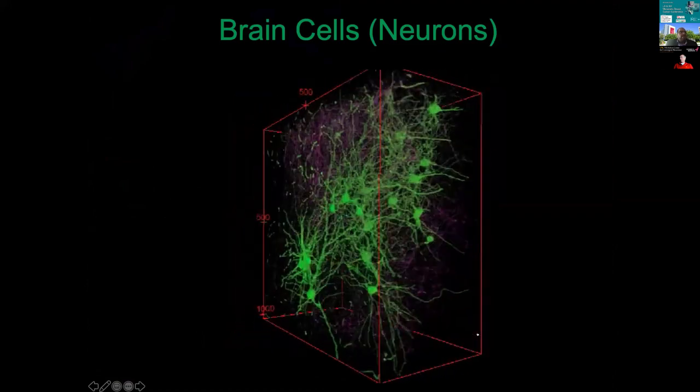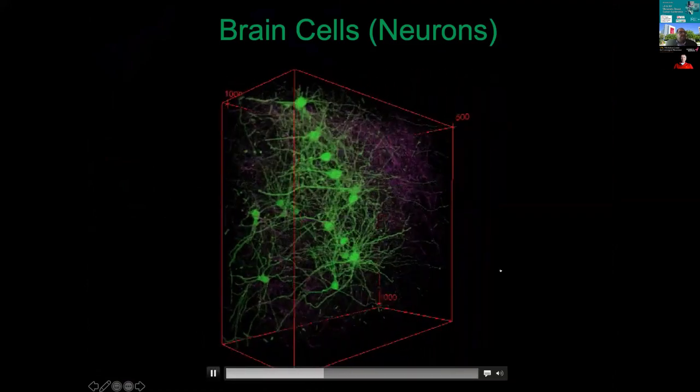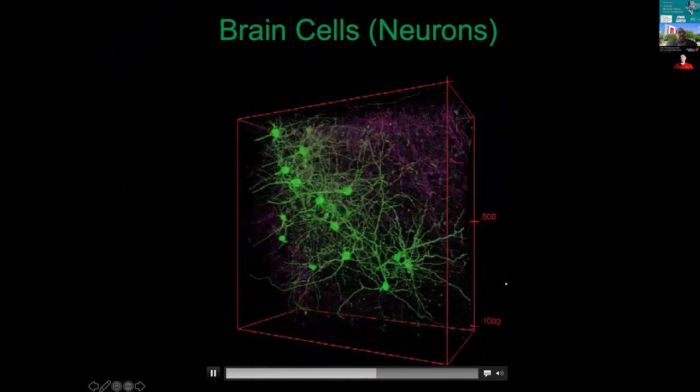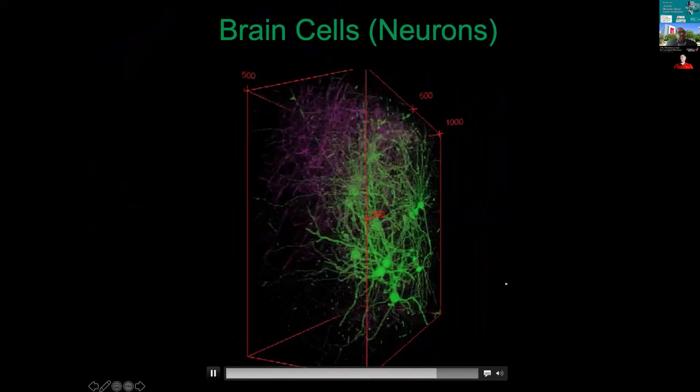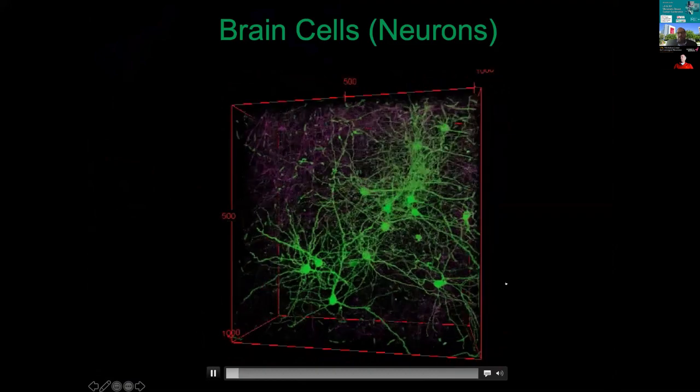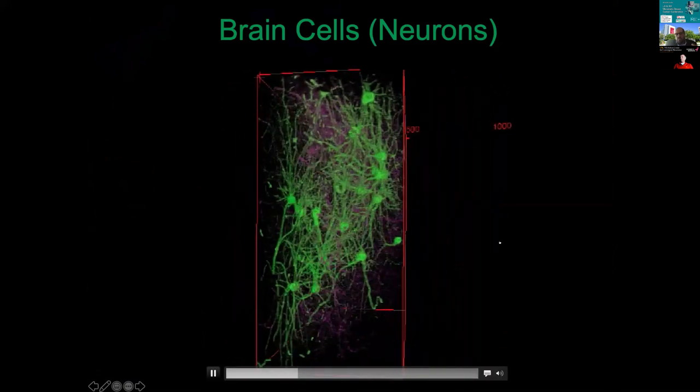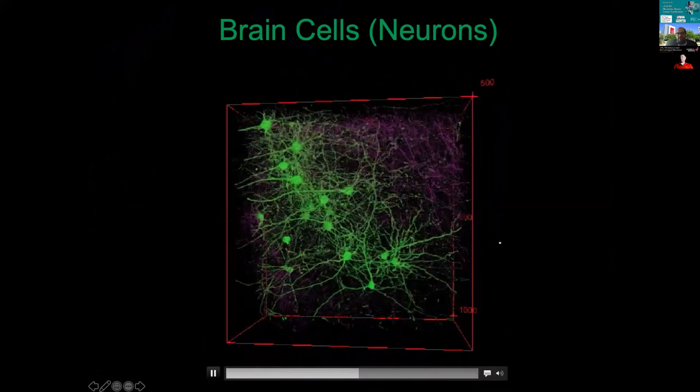Finally, we can make 3D images of those. And so these are brain cells that we have. So these are neurons. We can basically put those pictures together and you get a 3D formation of cells. And this is done through what's called a confocal microscope.